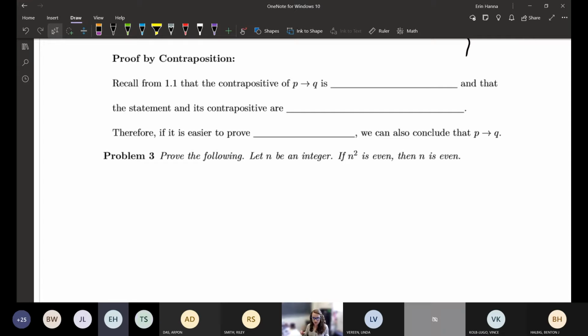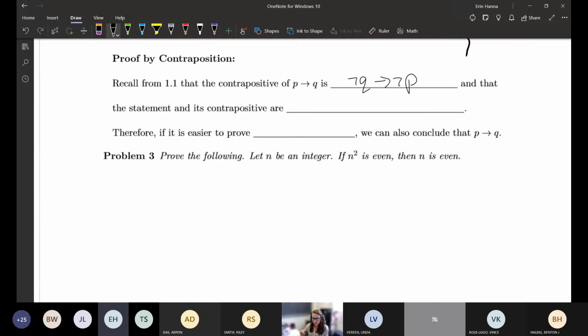So in 1.1, remember that the contraposition of an implication P implies Q is not Q implies not P. Remember, you essentially swap it around and negate both of them.